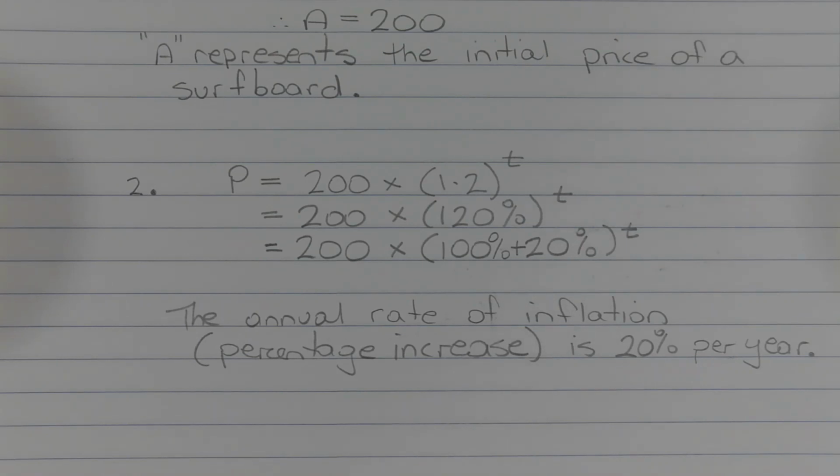The annual rate of inflation can be found by examining the formula P equals A times 1.2 to the power of T, where A is equal to 200. So P, which is the price of a surfboard in clams, is equal to 200 times 1.2 to the power of T. And the focus here is on the base of 1.2 and what it means. Now 1.2 as a percentage is 120%. So P is equal to 200 times 120% to the power of T.